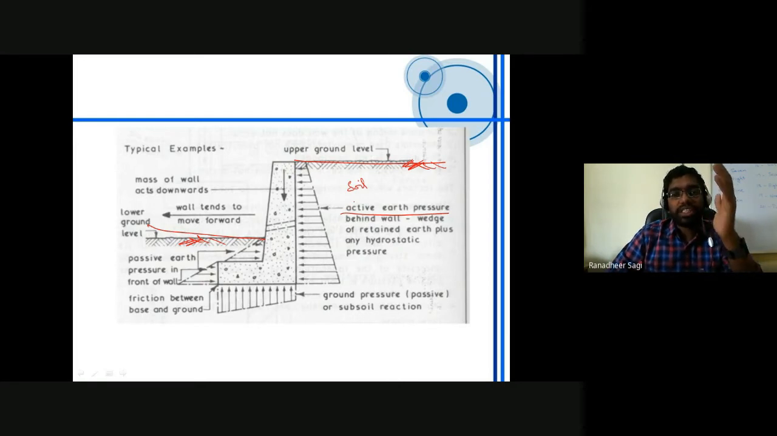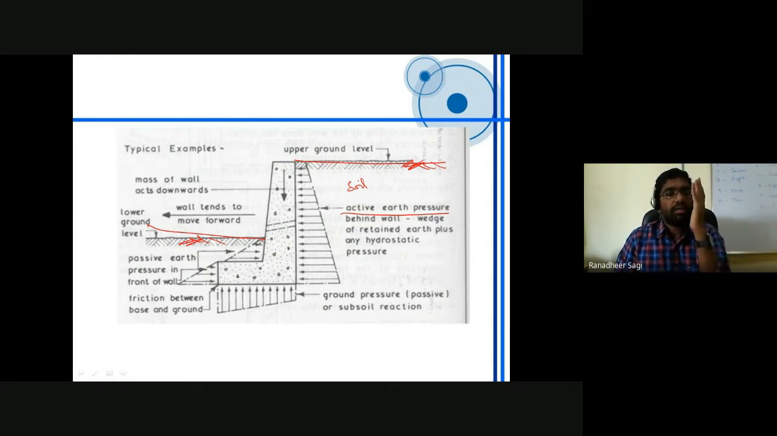Due to that condition of active earth pressure on the higher elevated side, the retaining wall is trying to move away from its position. When I say moving away, it automatically moves towards the soil on the lower elevated ground side. So when it moves towards the lower elevated ground side, the soil on the other side of your retaining structure, towards which the retaining wall is moving, would be exerting what is called your passive earth pressure. So the soil on the higher elevated side generates active earth pressure, and the soil on the lower elevated side generates passive earth pressure.